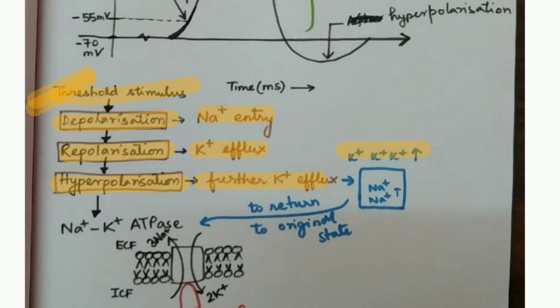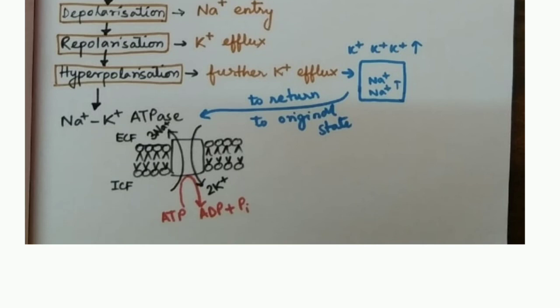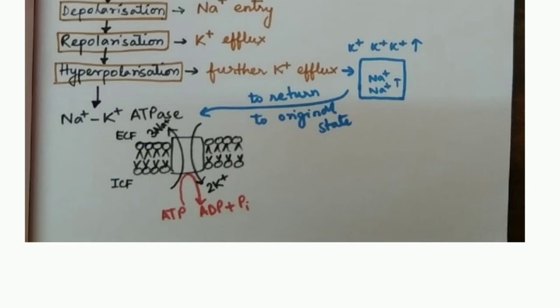That is, the extracellular concentration of potassium ion is more and the intracellular concentration of sodium ion is more, which is absolutely the reverse condition, because we know that in normal state the extracellular concentration of sodium ion is more and the intracellular concentration of potassium ion is more. So, to return to the original state, we have this very important pump, which is our sodium potassium ATPase pump, and this is present in almost all of the cells of your body.